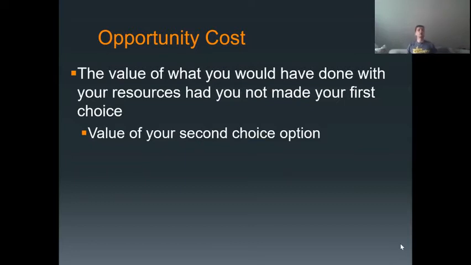And this is partially because of something called opportunity cost. Opportunity cost is the value of what you could have done with your resource. So it's the value of your second choice option. So if I have $1 and I spend it on a candy bar, that candy bar's opportunity cost isn't $1. It is what I could have done with that dollar otherwise. So maybe I would have bought a bag of chips. So my opportunity cost for buying the candy bar is the bag of chips.